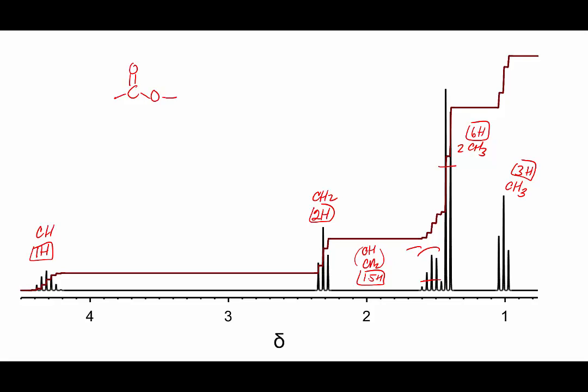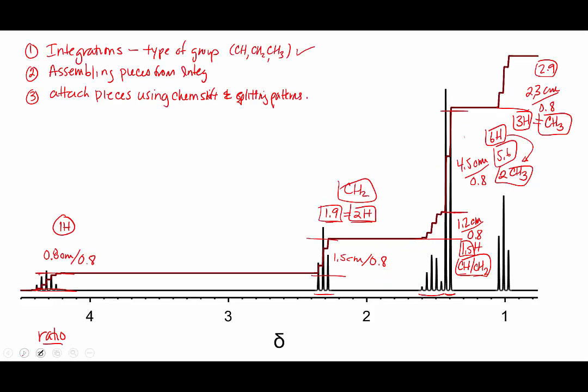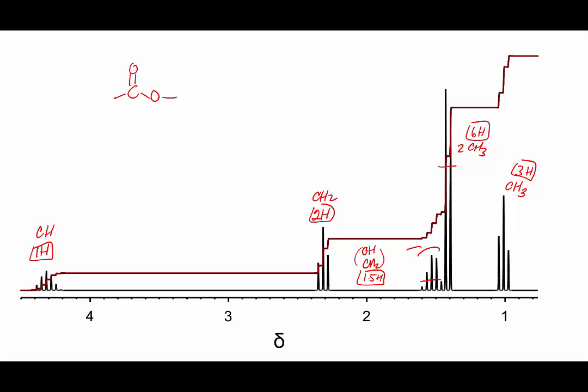So there's my ester structure. What did we say earlier? We said that the group that's attached to the oxygen is going to show up between 4 and 5 parts per million. In this case, what kind of group is that? It's a CH that's attached to two other things. So if I call this proton A, that's going to be A.